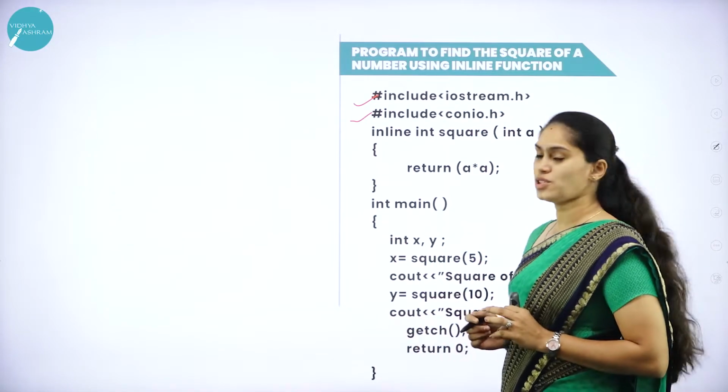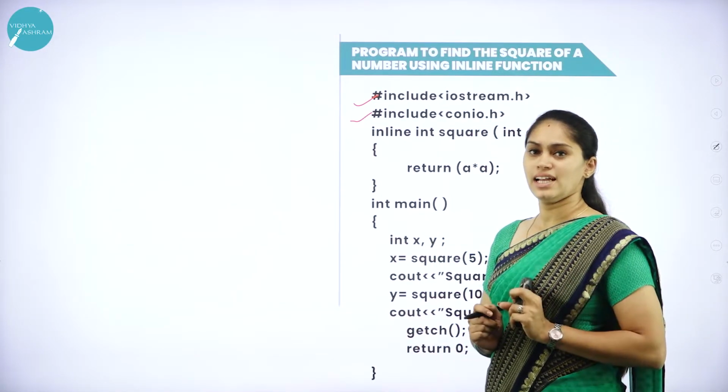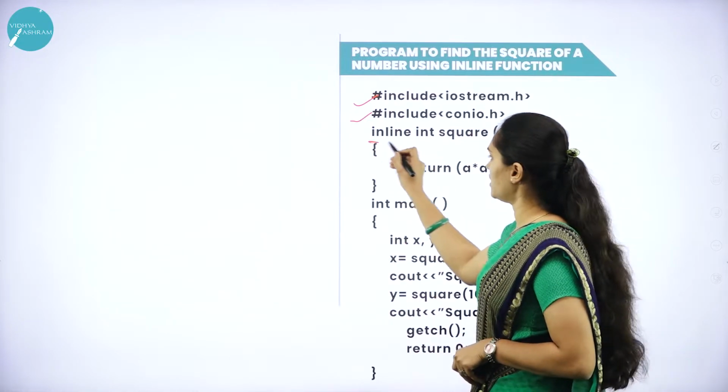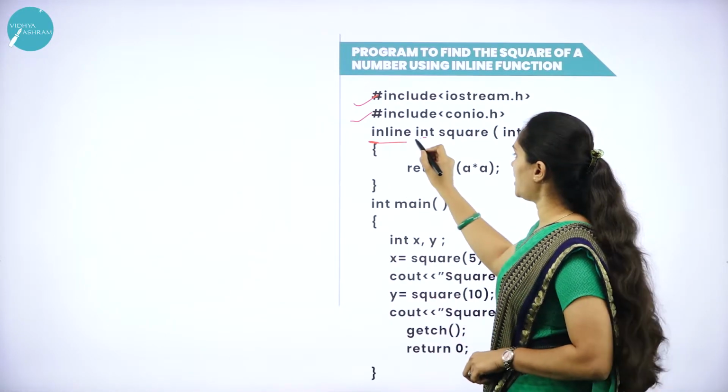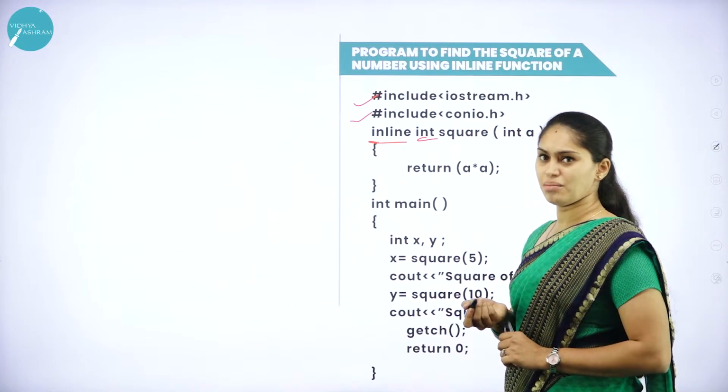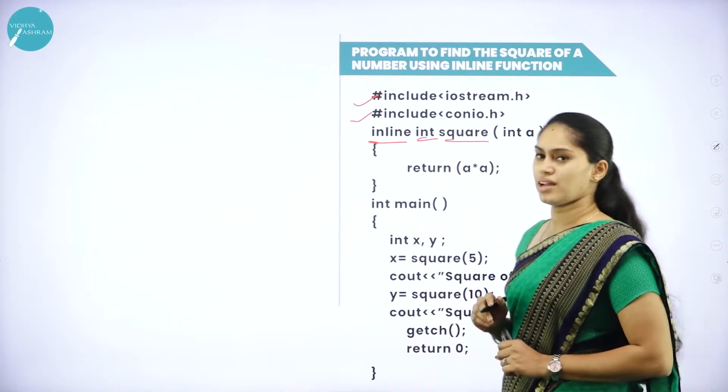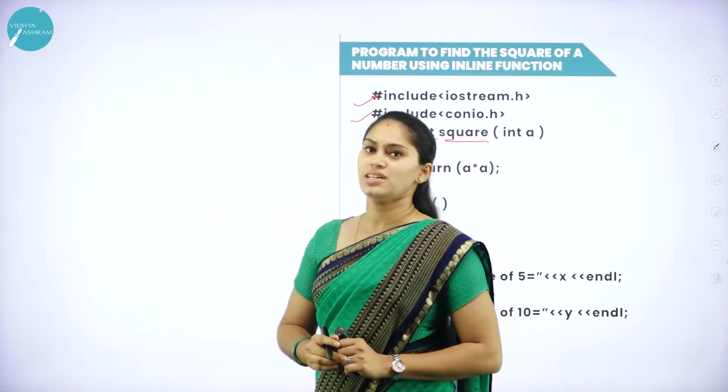Then what was the first rule? It must be preceded by what? The inline keyword. So that's what I am using here. Inline is a keyword and the return type is int. What is the function name here? The function name is square. Am I sending any parameters to this function?